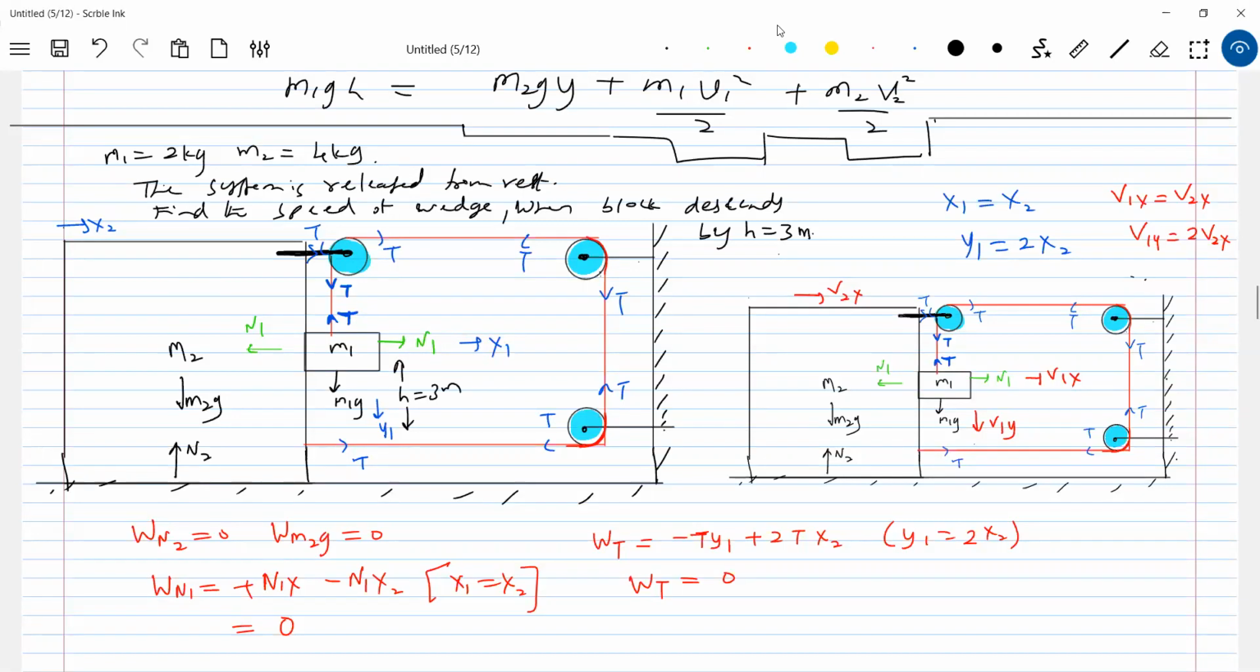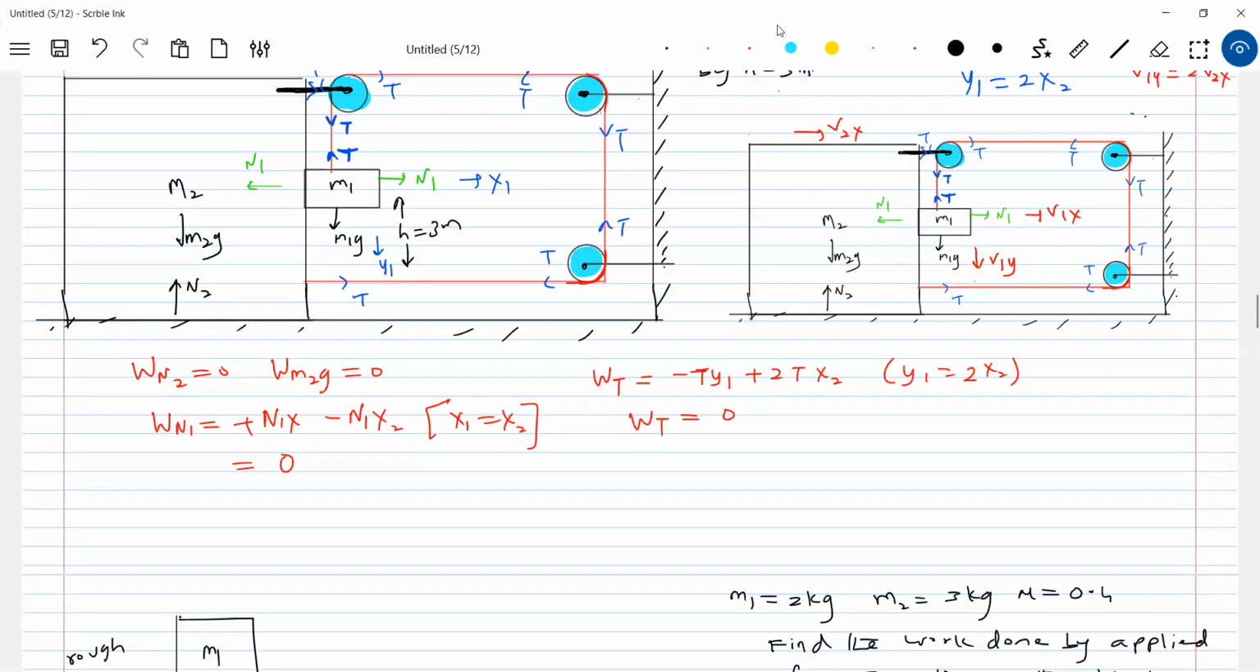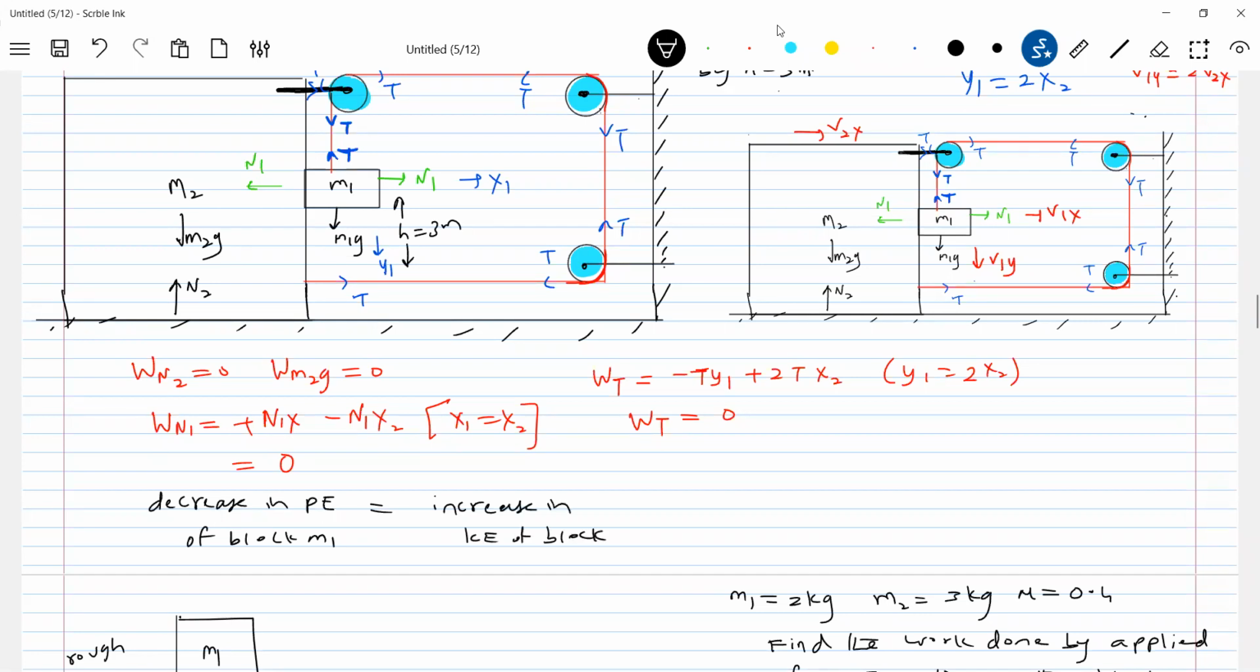So tell me, what is the only force doing work? The weight M1G. Can you apply conservation of mechanical energy? Yes. Now we'll enter into the thing. Decrease in potential energy of block M1 equals increase in kinetic energy of block and wedge.